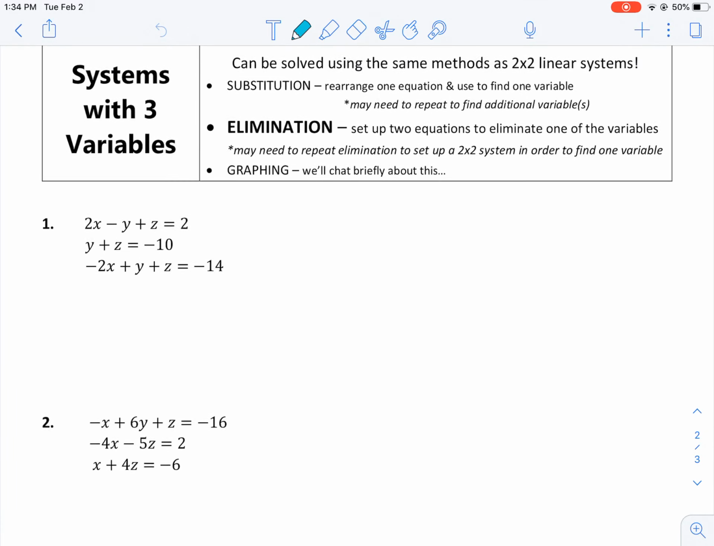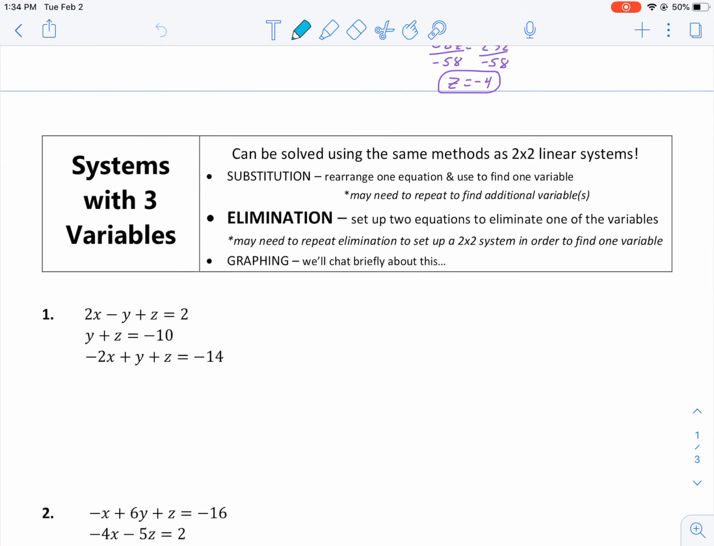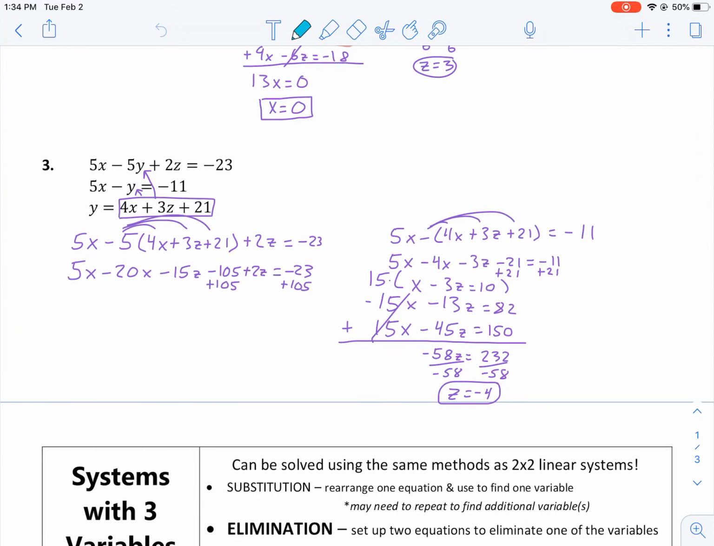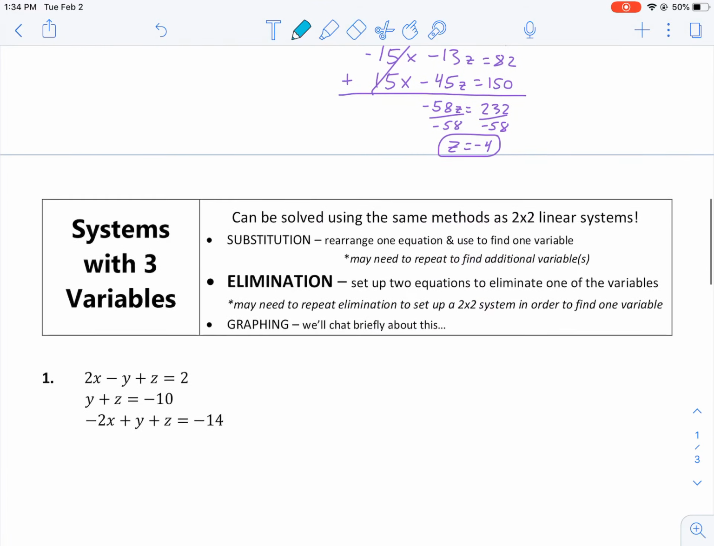This is going to be part 2 for solving systems with 3 variables. And in this video, I'm going to be going over the elimination method. All right. So the elimination method, the goal is similar to the substitution method. If you remember, what we tried to do was turn it into a system that was 2 by 2. And we did that with substitution, but you can also do it with elimination.